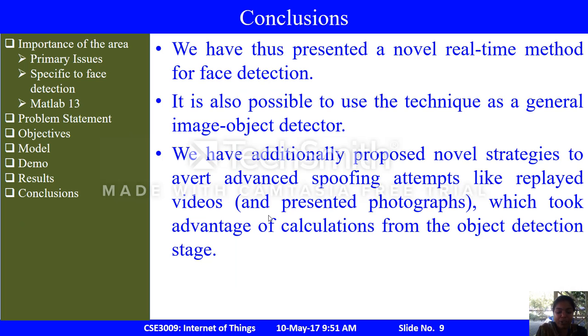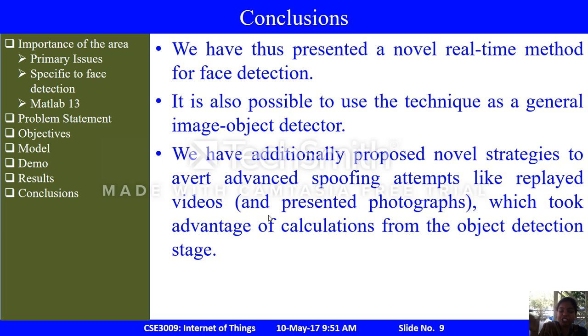We have thus come to a conclusion of our presentation. We have presented a novel real-time method for face detection. Using this technique, it can also be possible to detect image objects. Like we can load some images into a database. Suppose some person wanted to know what images are present in the room, they can use image object detectors, and they can know what the object is. Like the fan, the light, those images can be detected.